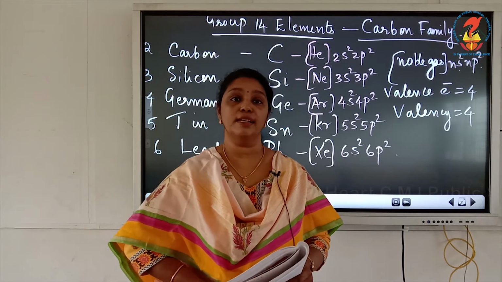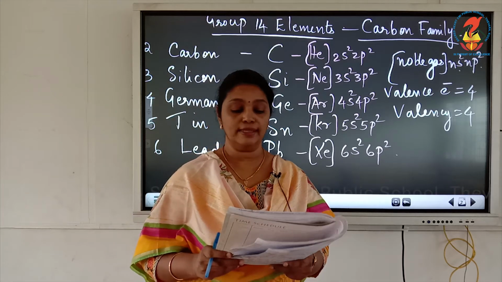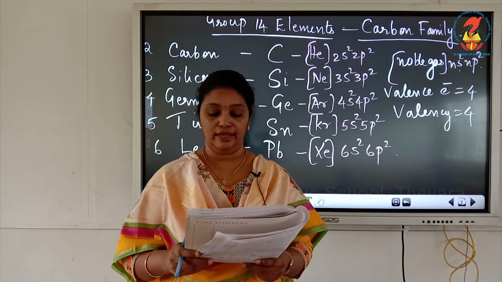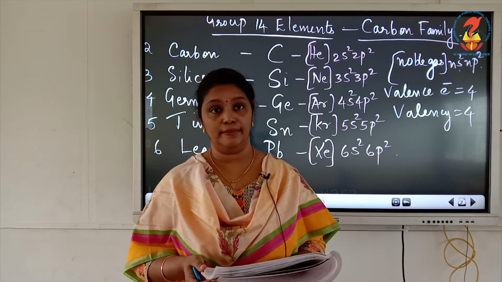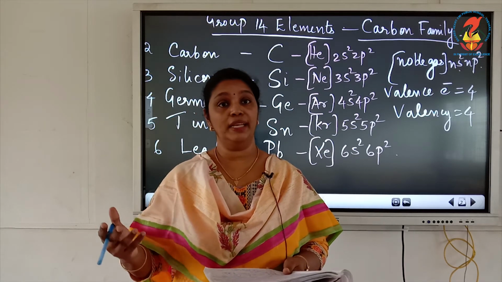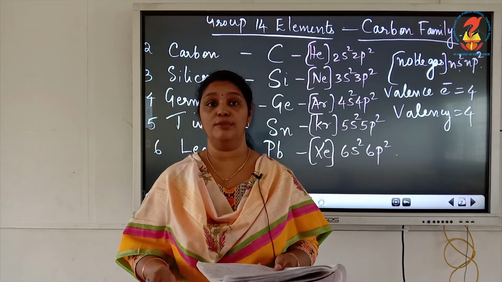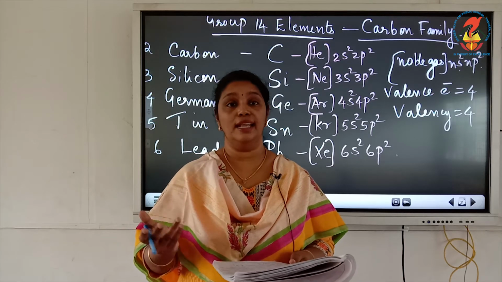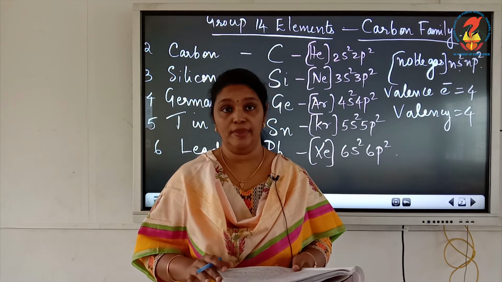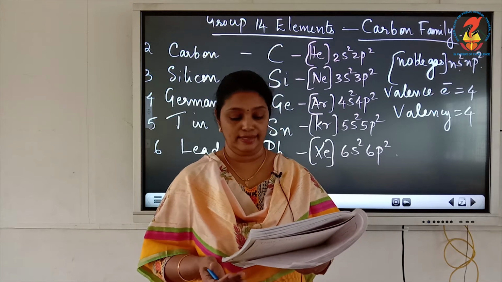Now let us discuss some questions based on group 14 elements. The first question is, why are the atomic or ionic radii of group 14 elements smaller than group 13? We know that across the period atomic radius decreases, because across the period the nuclear charge increases and the electrons are added to the same shell. So Z effective increases and atomic radius decreases.